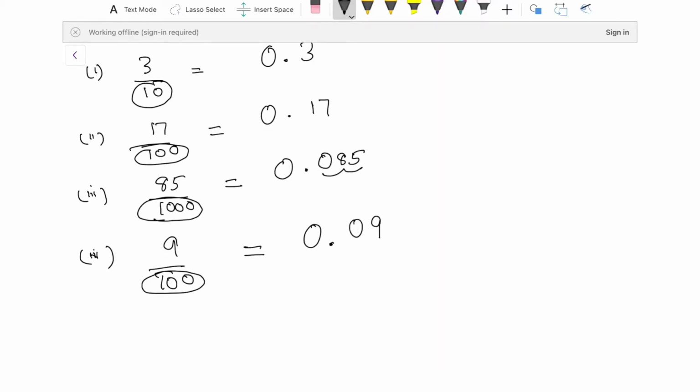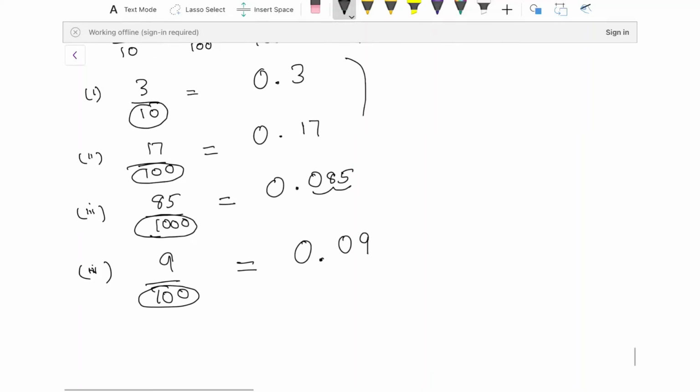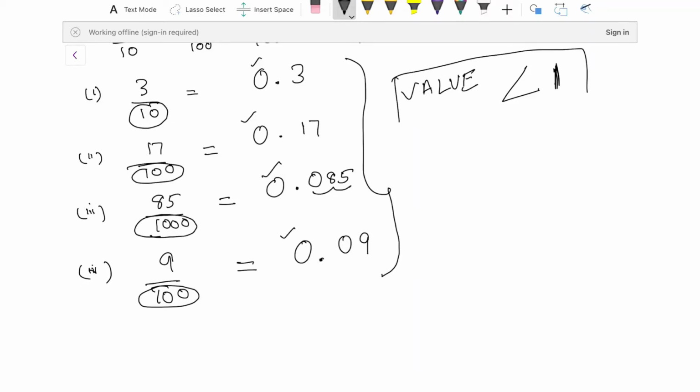Okay. So if you can see in all these 1, 2, 3 and 4, can you notice that the whole number part is 0? You know why that is 0? Because the value of a proper fraction is always less than 1. That's why you have the whole number part as 0. A proper fraction, on the number line, is always in between 0 and 1. So it's always less than 1.